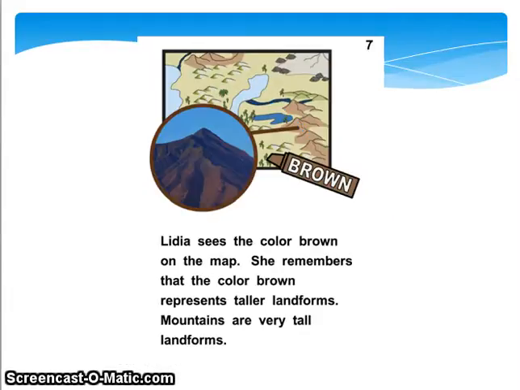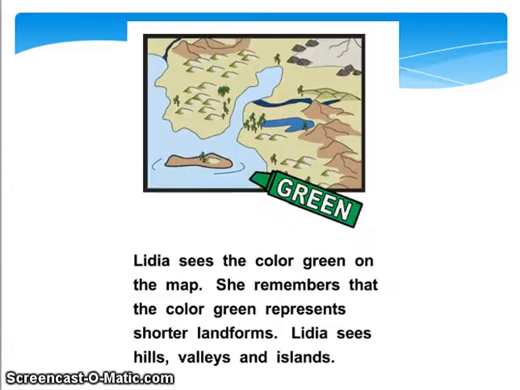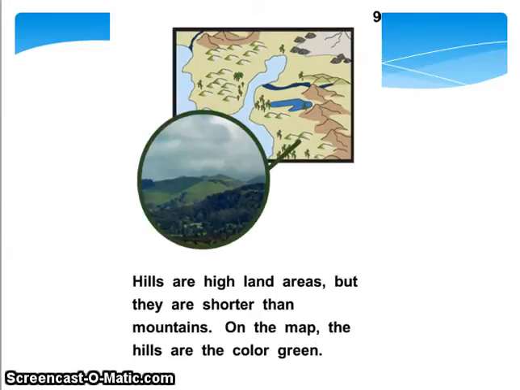Lydia sees the color brown on the map. She remembers that color brown represents taller landforms. Mountains are very tall landforms. Lydia sees the color green on the map. She remembers that color green represents shorter landforms. Lydia sees hills, valleys, and islands. Hills and highland areas are shorter than mountains. On the map, they are the color green. So here we have a landform that is green, that's hills and highland areas.